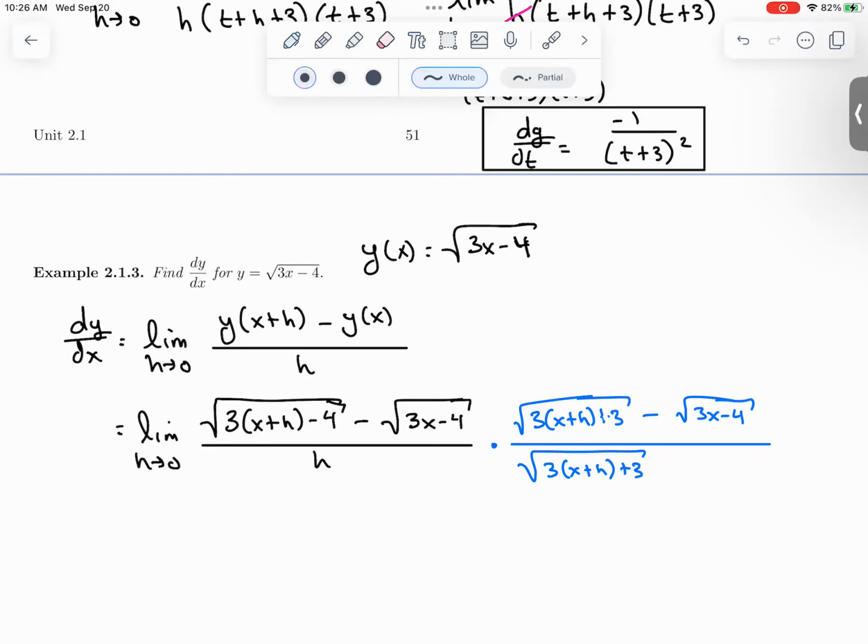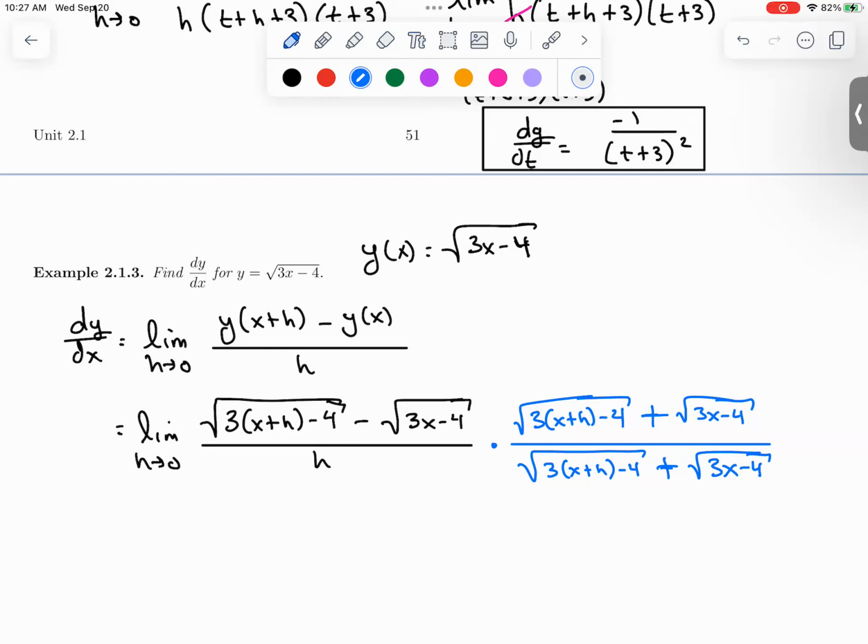Whoa. Where did that come from? That's supposed to be a minus 4. I don't know what happened there. Sorry about that. Square root of 3 times x plus h minus 4 plus, sorry about that, it should be plus. There, that's the conjugate. That should be the opposite sign. And then square root of 3x minus 4. And if you're strapped for time, you could put just quotation marks as well. It's okay.